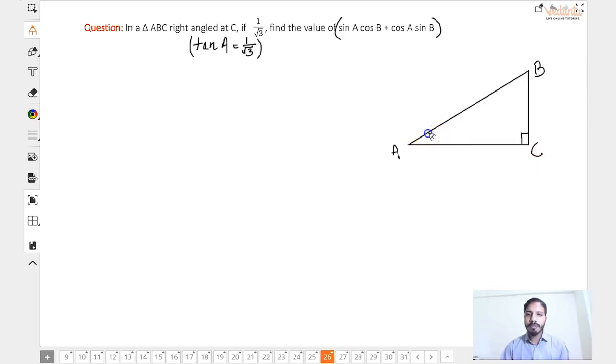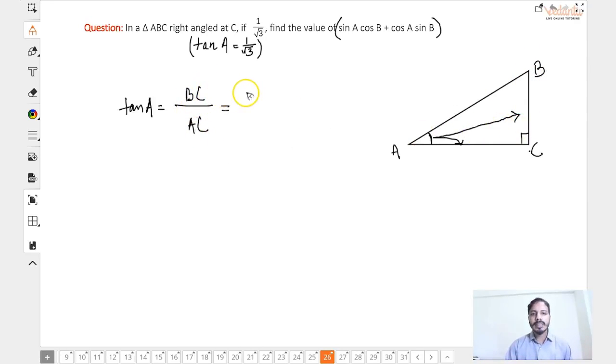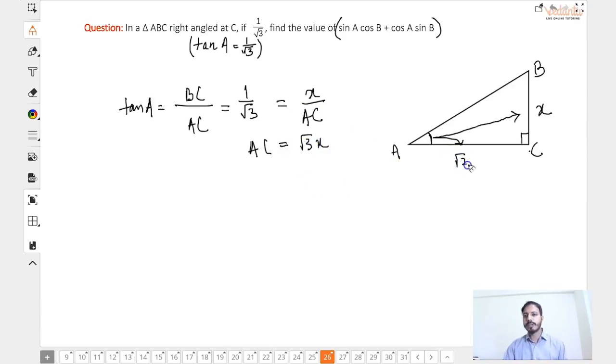Now they are saying that tan of A. Now tan of A means what? Height by base, or this perpendicular by base. That means BC by AC. So when I look from here, this is my perpendicular and this is my base, right? Now what is the value of BC, or what is given? It is given that this is equal to 1 by root 3, right? Now let us say this is a ratio. Let us say this side is x. So what will be AC? If BC is x, I can write this as x by AC. So that means AC will be root 3 times of x. Simple. So this will be root 3 times of x.